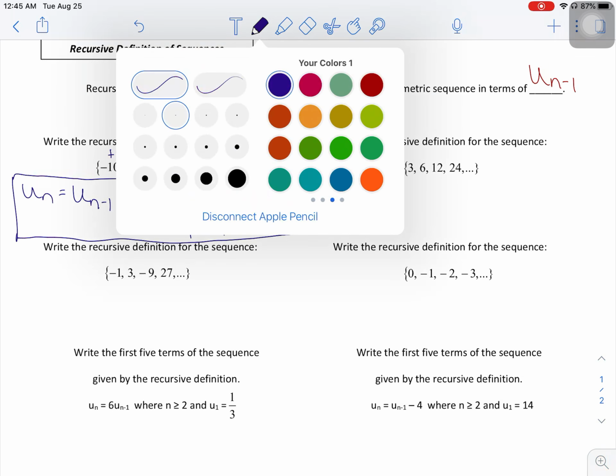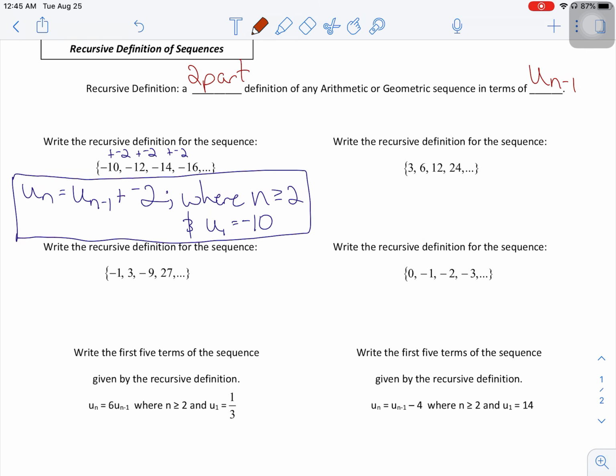All right, let's look at the second one here. The recursive definition. So we've got 3, 6, 12, 24, and I'm thinking that to get from term to term, I am multiplying by 2 each time. Let me do a quick double check there, make sure I'm not doing anything goofy. Double 3 is 6, 6 times 2 is 12.